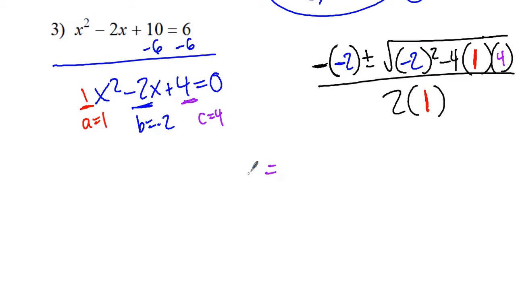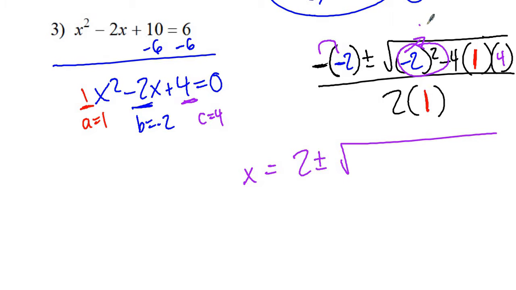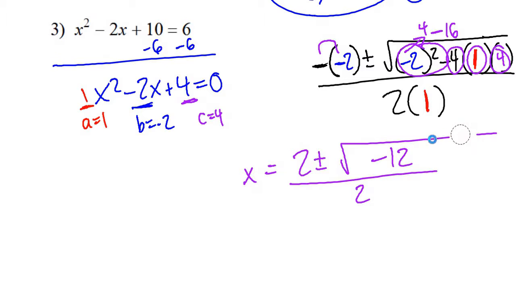So let's simplify that. And again, this is x equals negative negative 2 right here, which is positive 2 plus or minus the square root of negative 2 squared, that's equal to 4 minus, and then 4 times 1 times 4 is 16. So 4 minus 16 is negative 12. That's all over 2 times 1, or just 2. Okay, now here's the problem. Negative 12 obviously is not a real number, so we're not going to have any real solutions to this.